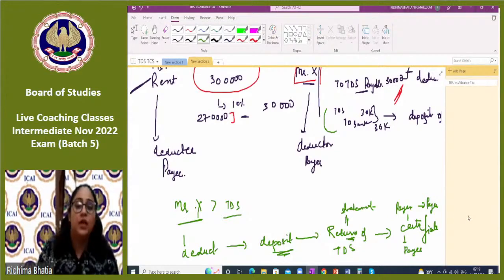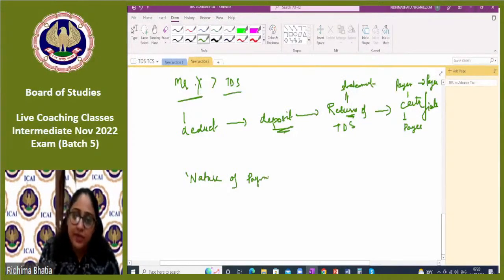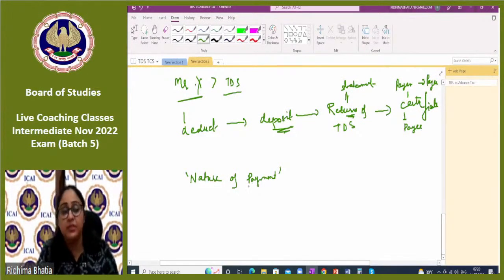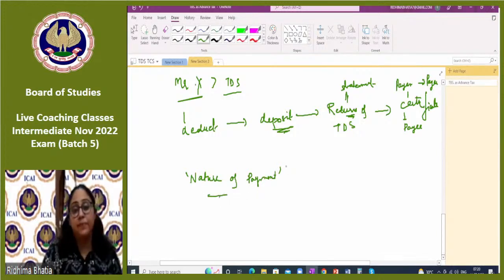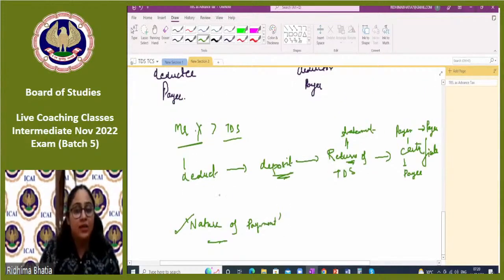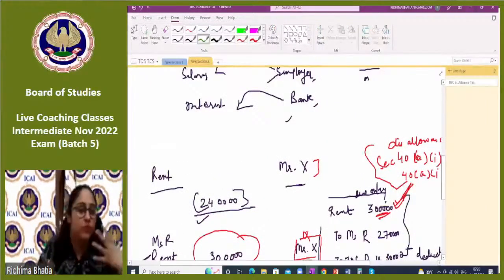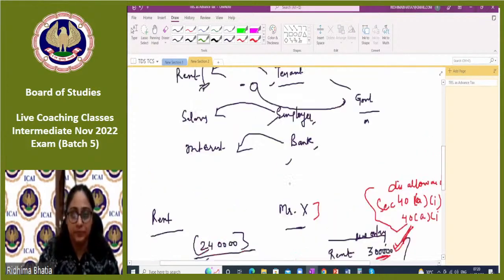Now going forward, there are multiple sections under which the TDS is deducted, depending upon the nature of payment. If the nature is rent, then there is a separate section. If the nature is interest, there is a separate section. If the nature is salary, there's a separate section. TDS is not deducted under a particular section. There are separate sections. Students, if you understand this entire story of TDS and how the income tax and all of these things work, understanding chapter 9 and even chapter 10 would be very easy.